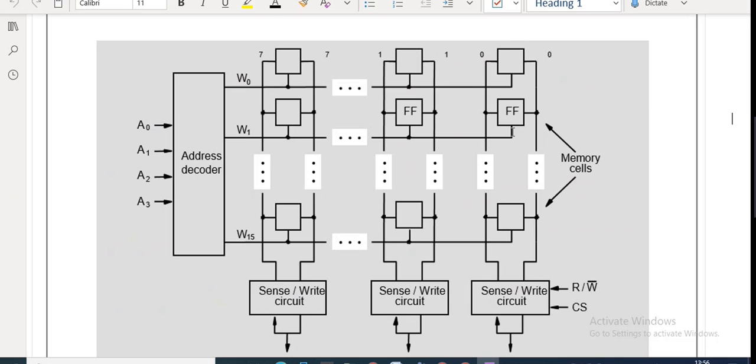I am just representing K, that is kilo. If it is mega, I will represent it in terms of power of 2. 1 mega is 2 power 20. 1 giga is 2 power 30. 1 tera is 2 power 40. So you just be familiar with these things, as we'll be using them in the configuration of memory.